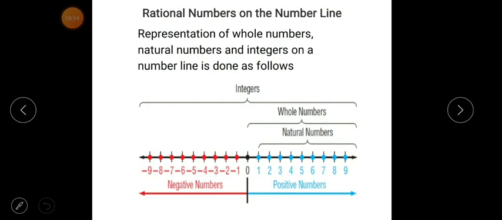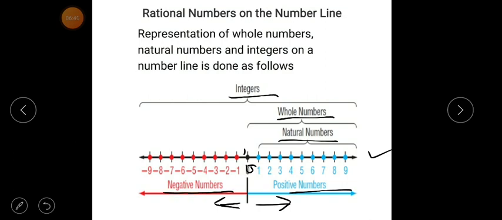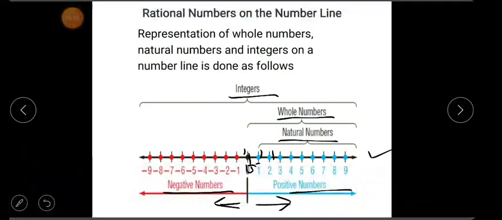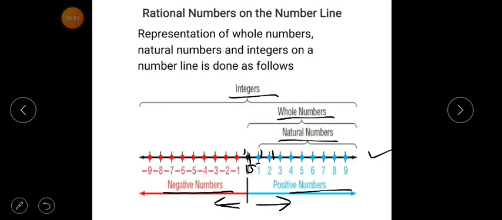Rational numbers on the number line. As in earlier classes we have learned to represent natural numbers, whole numbers and integers on a number line, while doing so we place a 0 in between, and on the right side we place positive numbers, and on the left side we place negative numbers. Certain things to be remembered here: the difference between each of the numbers should be the same. That means all the numbers should be equidistant, whether they are positive numbers or negative numbers.